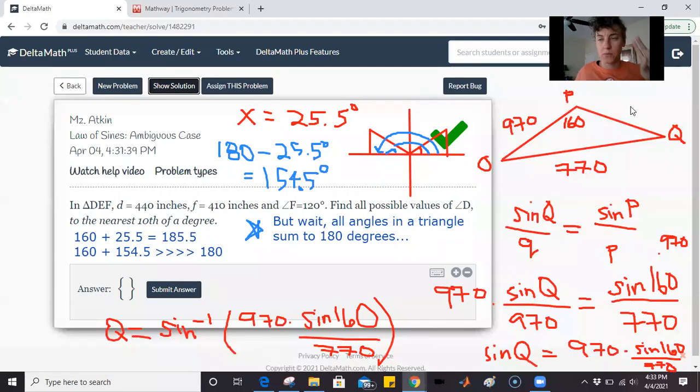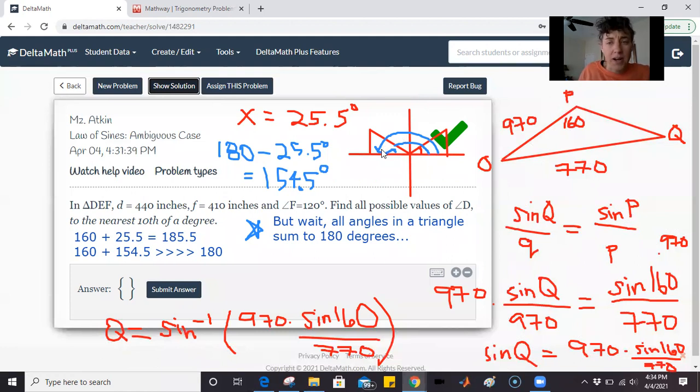So let me recap what we did. We drew a picture of the triangle that we were given. We set up the law of sines based on the information that we had. We rearranged to get sine of the angle we were looking for by itself. Sine of Q equaled 970 times sine 160 over 770. We did the inverse sine to get Q by itself. We found X equaled 25.5.